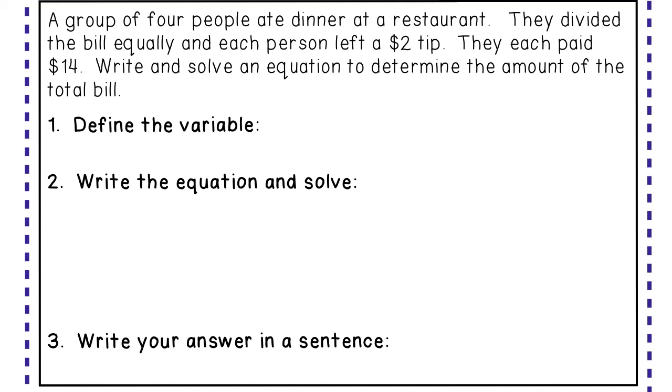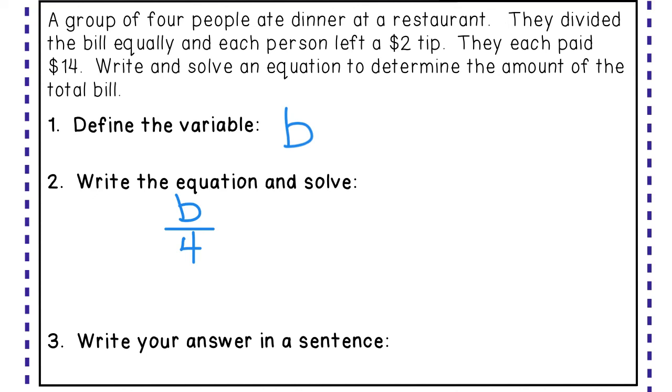Step number 1, define the variable. Our variable is going to represent the bill, so let's just use B. Now let's think about B. What happened in the equation? First, they divided the bill equally among them. So we're going to take our B, and we're going to divide it equally among the 4 people that ate the dinner.